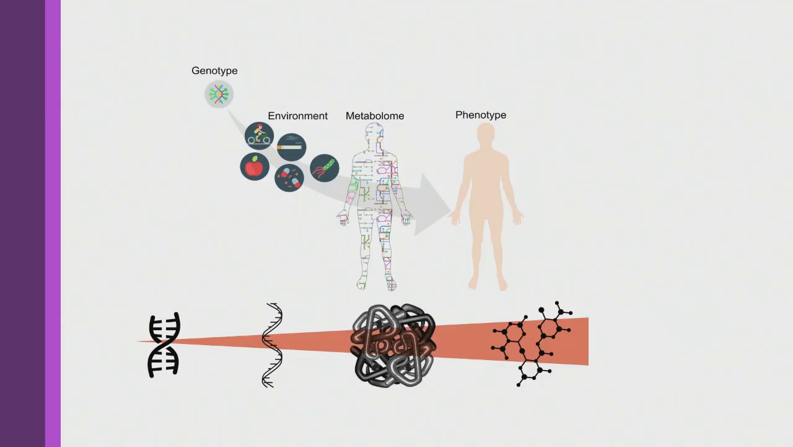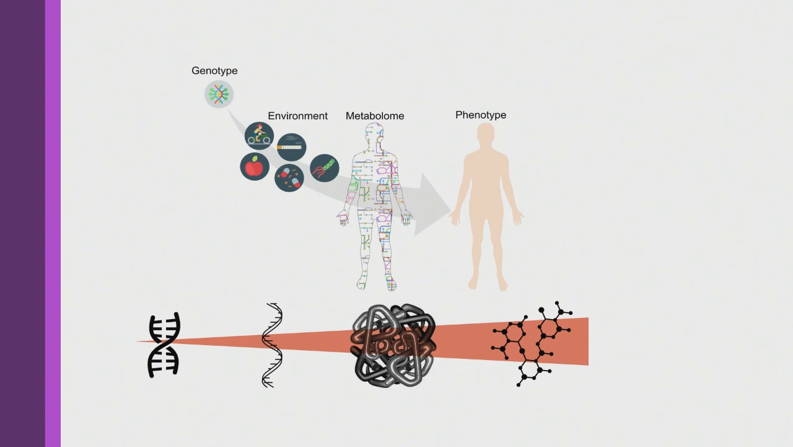So from the same genotype, we can have different phenotypes according to the exposome: what we eat, if we are smoking or not, what our microbiome or our diet is, etc. So the metabolome at the end is reflecting what's happening in this process.